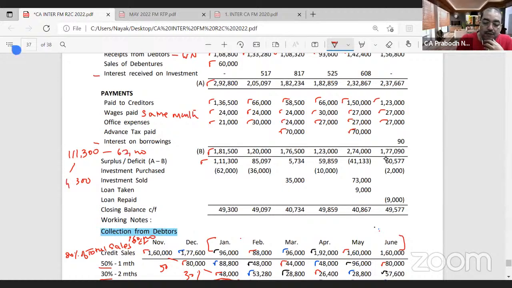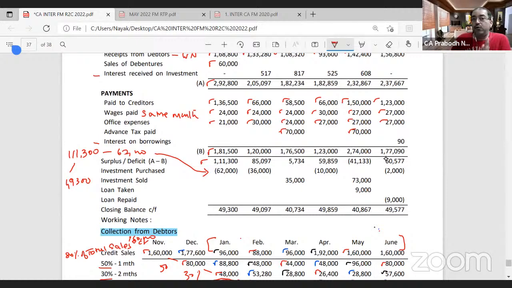What will come here? 49,300. Can I have 49,300? Yes. Maximum is 50,000, and I can have less than 50,000. So investment will be of 62,000.